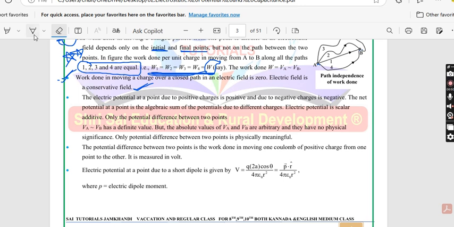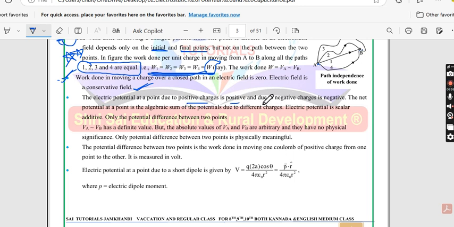Now, the electric potential. The electric potential at a point due to a positive charge is positive and due to a negative charge is negative. So, the net potential at a point is the algebraic sum of the potentials due to the different charges. Electric potential is scalar and additive. These are some of the important properties.